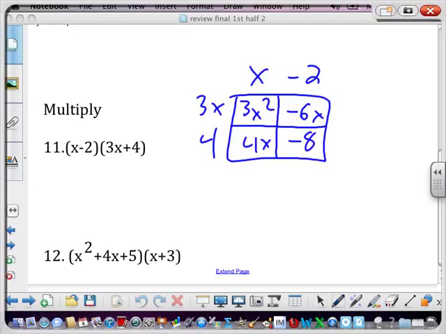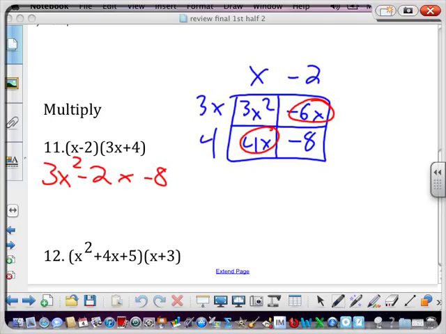Are there any of these that are like terms, meaning they have the same letter and the same exponent? Which ones? Negative 6 and 4. So we can put those together. So we're going to get 3x squared minus 2x minus 8. Because negative 6 plus 4 is negative 2.